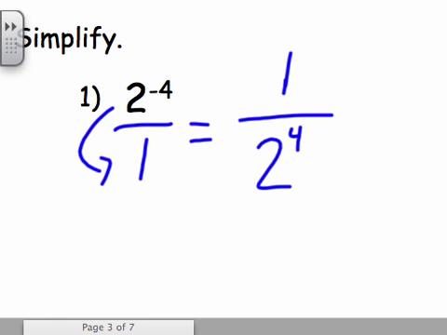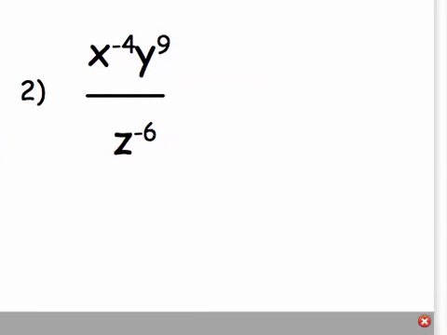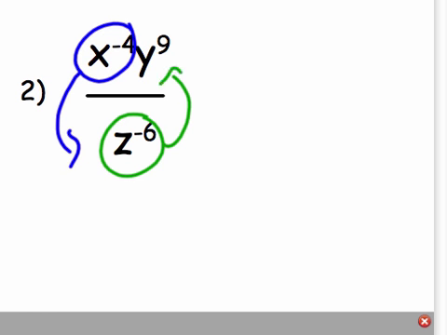So looking at my next case. Basically, if I have a negative exponent, move it to the other side of the fraction, and it becomes positive. So I have x to the negative 4th. That's going to move to the bottom and become positive. And then my z to the negative 6th will move up top, and that will become positive. And my y to the 9th just stays on top.